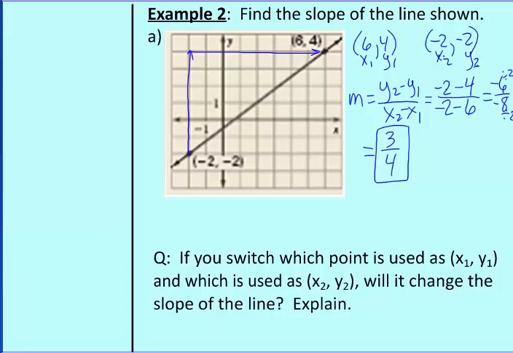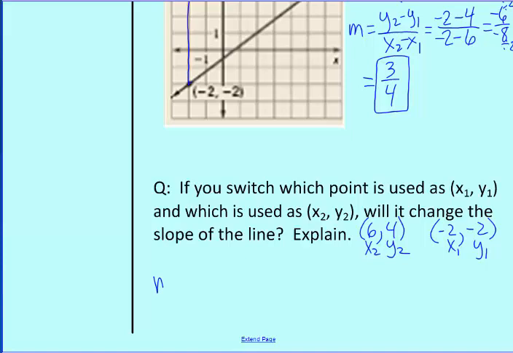Now I have an extra question down here. If you switched which point we used as x1, y1 and x2, y2, is it going to change the slope of the line? So we can check it. I used the 6, 4 as x1, y1, so this time I'm going to label 6, 4 as x2, y2. We'll label the other point, -2, -2, as x1, y1.